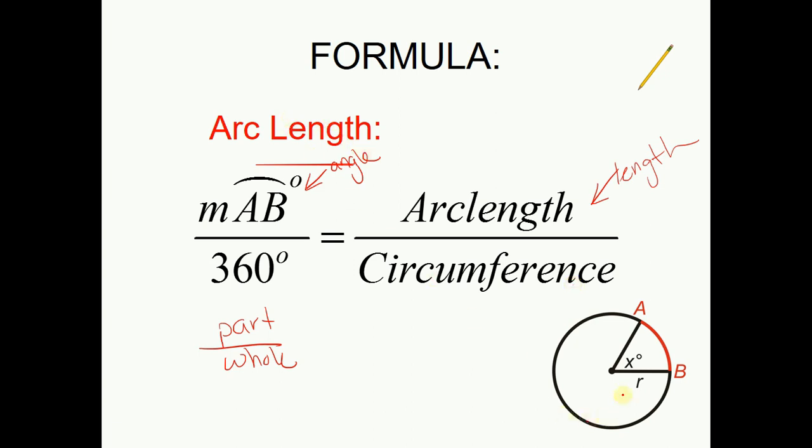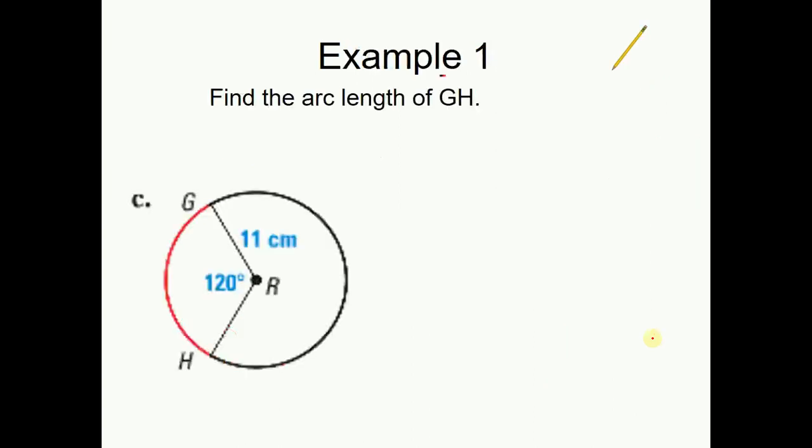So for AB on my little diagram here, the measure of angle AB would be this x degrees, and then arc length would be this piece, circumference would be 2 pi r. That's why we had to talk a little bit about those two formulas at the beginning of the video here. Let's take a look at the first example. We're going to find the arc length of GH. So this red piece right here, maybe you're going to want to draw that in on your foldable since it's not red on yours. But we want to find the arc length of GH.